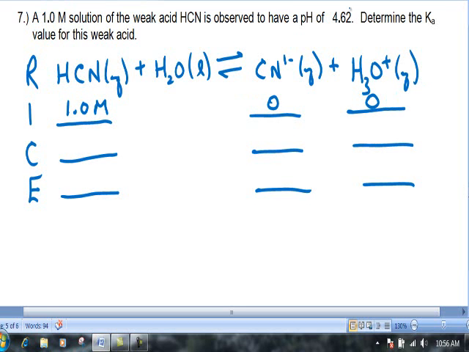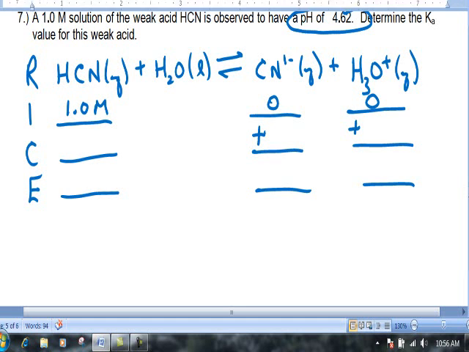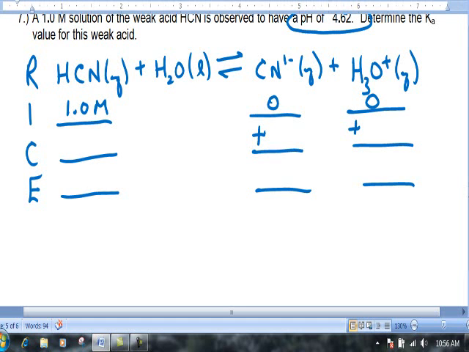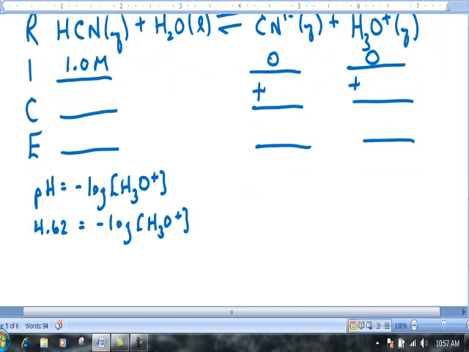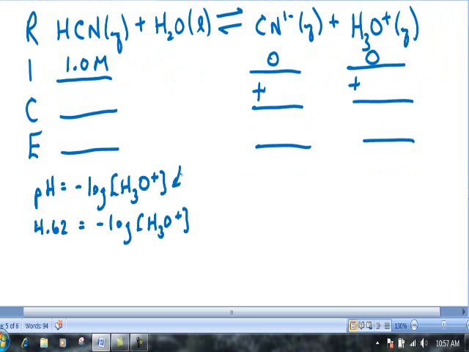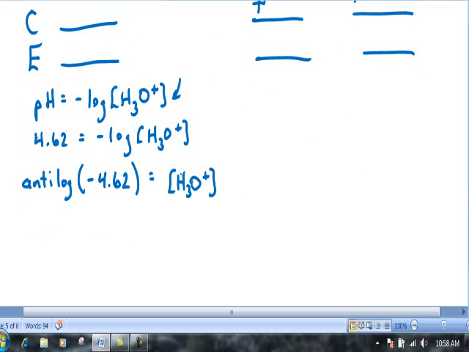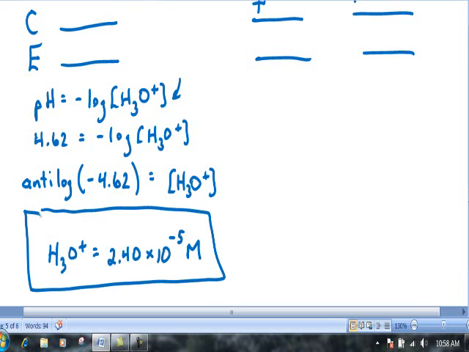Because we're provided with a pH for this problem, the size of our change of the hydronium is not X, but it's actually a known quantity. We have to take the pH of the solution and use that to calculate the hydronium concentration. We can place our pH into the pH equation. So we have 4.62 is negative log of the hydronium concentration. Solving for the H3O plus, the antilog of negative 4.62 will give us our hydronium concentration. Solving for the hydronium, we get the hydronium concentration as 2.4 times 10 to the negative fifth molar.